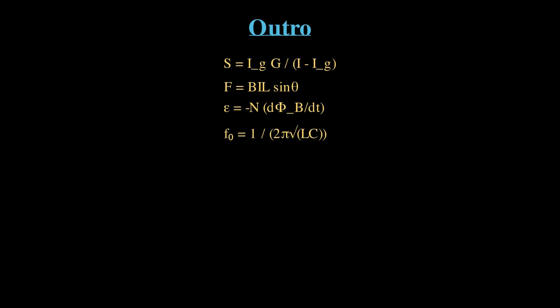Remember these key formulas: shunt equals Ig times G divided by I minus Ig. Force on a conductor is F equals BIL sine theta. Faraday's law, EMF equals minus N times the rate of change of magnetic flux. And resonant frequency, F0 equals 1 over 2 pi times the square root of LC.